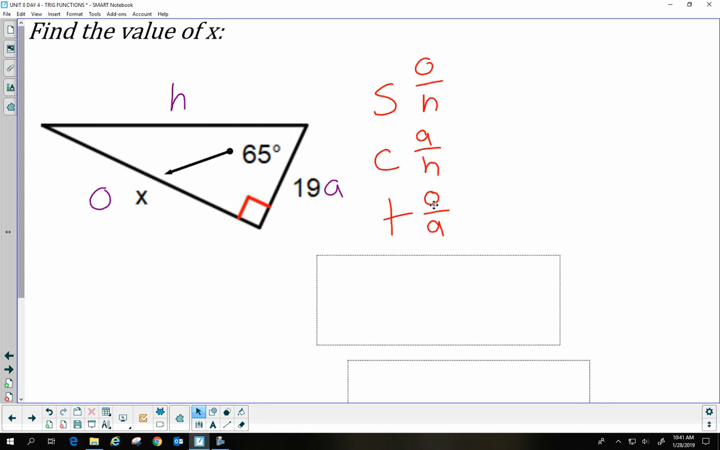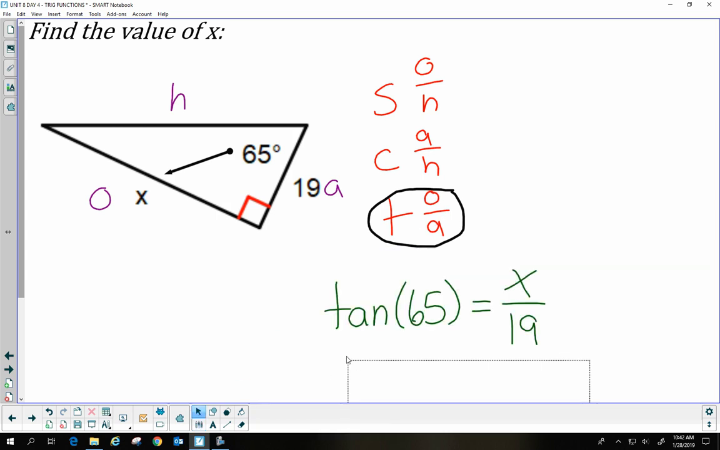I always write down my three functions. And so I have x is my opposite side and 19 is my adjacent side. And so in order to use trig to figure out x, I'm going to choose tangent because it uses the opposite and adjacent. And I can write this equation. The tangent of my angle 65 is equal to the opposite side x divided by the adjacent side 19.